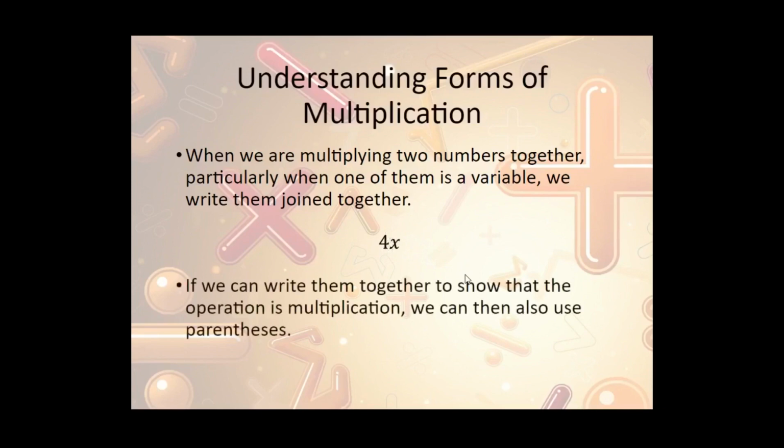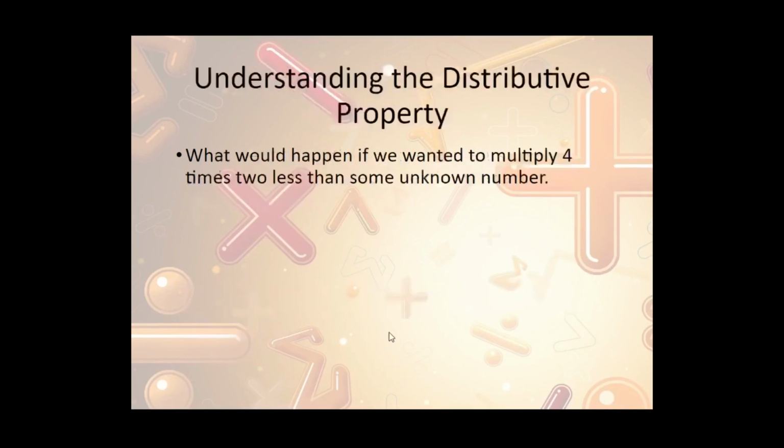We can also use parentheses to do this. So we can write 4 and then parentheses x. They mean exactly the same thing. They're just giving indication of multiplication. So distributive property. So it says, what would happen if we wanted to multiply 4 times 2 less than some unknown number? So instead of just being 4 times x, we want it to be 4 times some grouping of a number. So in this case, x minus 2.